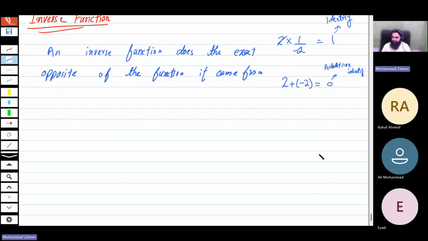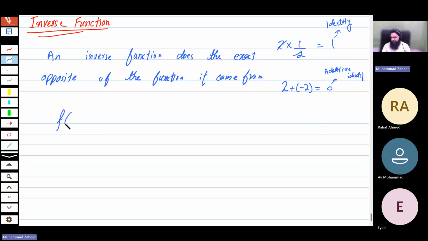For example, you have a function f of x. The inverse is shown like f to the power minus 1. This is the inverse function of f of x. This is the notation that we have to use. There will be a small minus 1 sign on it.